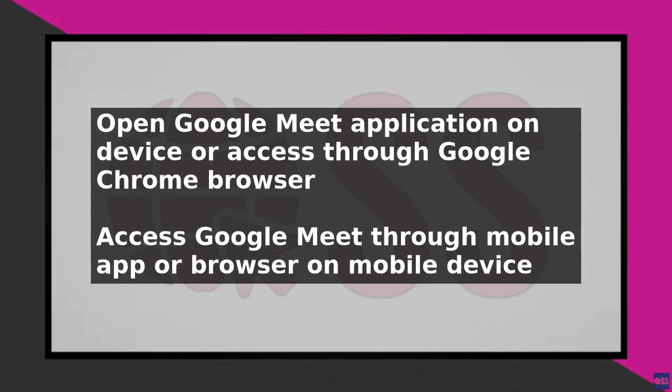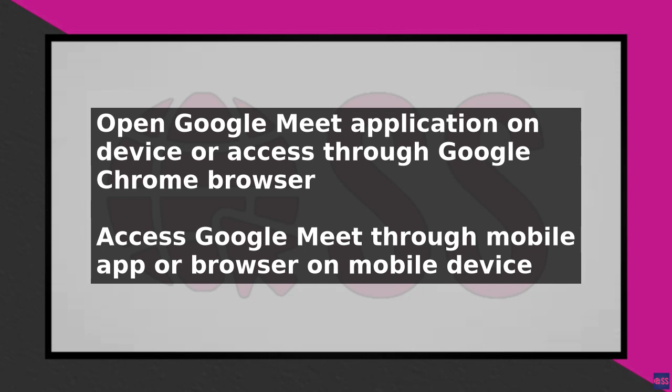To change your name on Google Meet, start by opening the Google Meet application on your device. You can access Google Meet through the Google Chrome browser or by downloading the Google Meet app on your mobile device. Once you have opened Google Meet, click on the 3 vertical dots in the top right corner of the screen. Then select Settings from the drop-down menu.